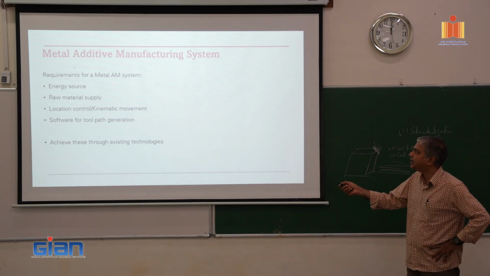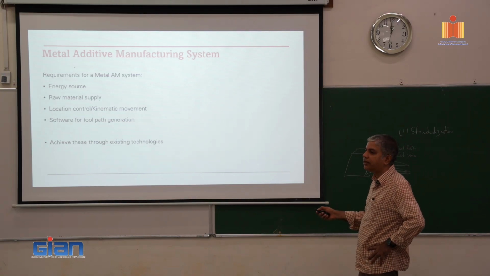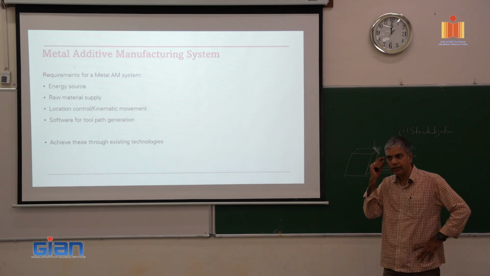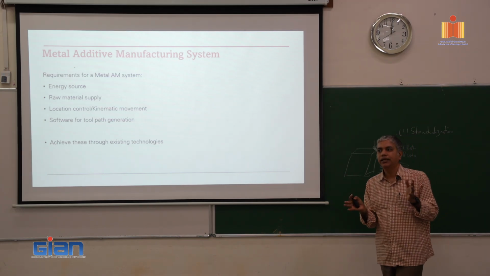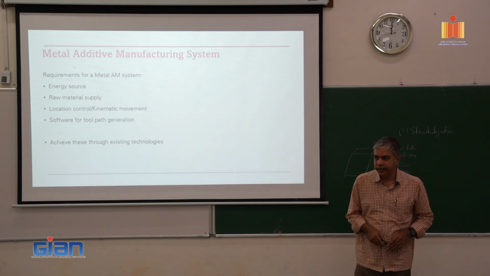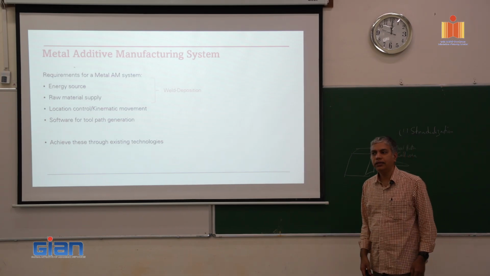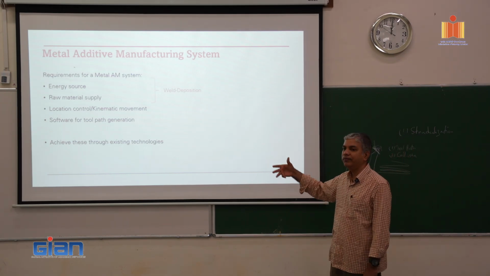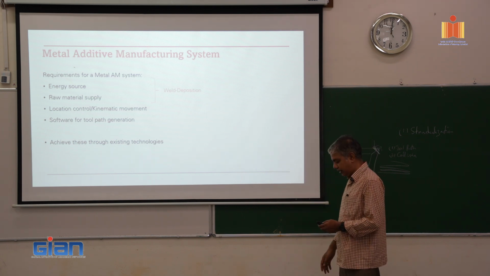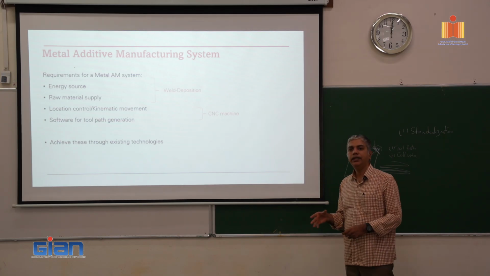If you look at a typical metal additive manufacturing system, you have the energy source, the raw material supply, the kinematic movement, and the software for tool path generation. These are the various activities related to the deposition. Typically the energy source and the raw material are what you take, for example, from a weld deposition system or a laser deposition system, and for the location control and the software you can leverage the CNC.